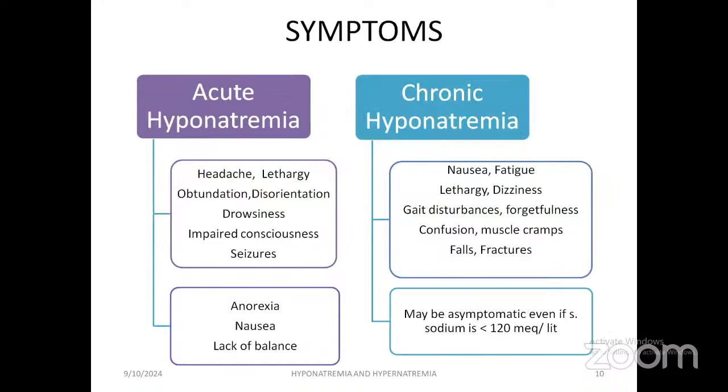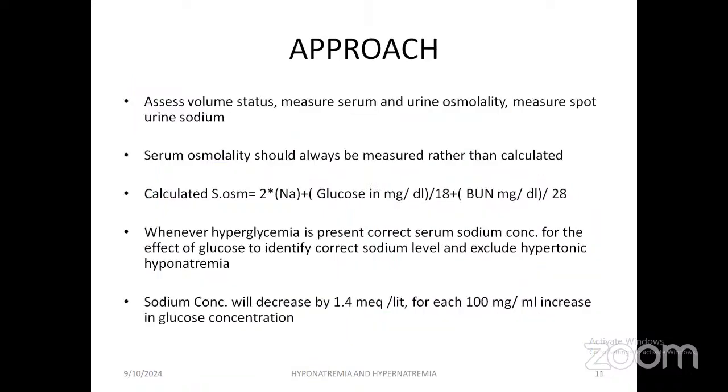Coming to symptoms, in acute hyponatremia, there could be headache, lethargy, obtundation, disorientation, drowsiness, impaired consciousness, and seizures. Sometimes the patient may have vague symptoms like anorexia, nausea, and lack of balance. In chronic hyponatremia, few patients may be asymptomatic even if serum sodium is less than 120 milliequivalents per liter. In few patients, there may be nausea, fatigue, dizziness, gait disturbances, forgetfulness, confusion, falls, and fractures.